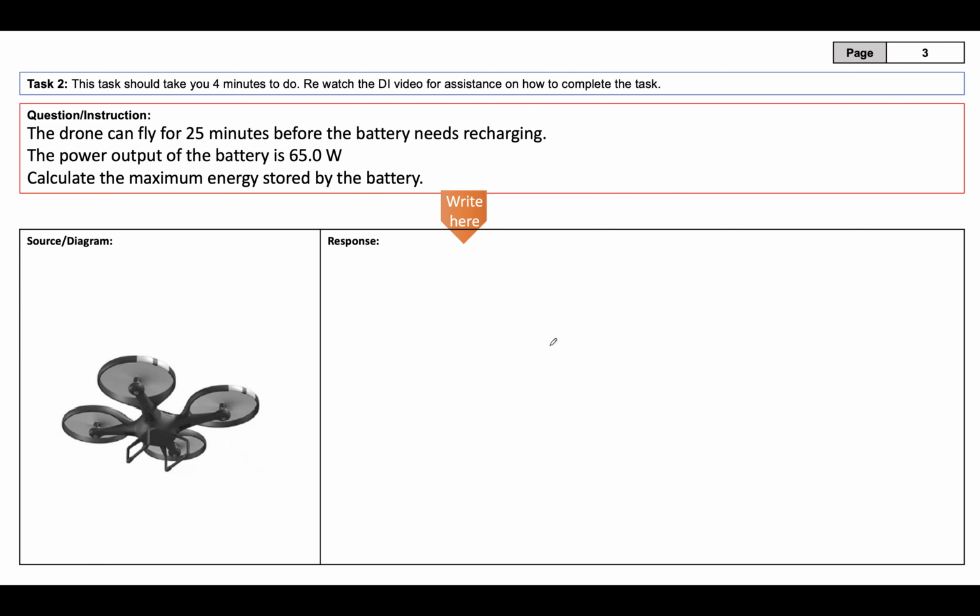Last one, this equation is going to be power equals energy divided by time. We're trying to work out energy stored, so you're going to need to rearrange it to give energy equals power times time. But be wary, 25 minutes needs to be converted into seconds.